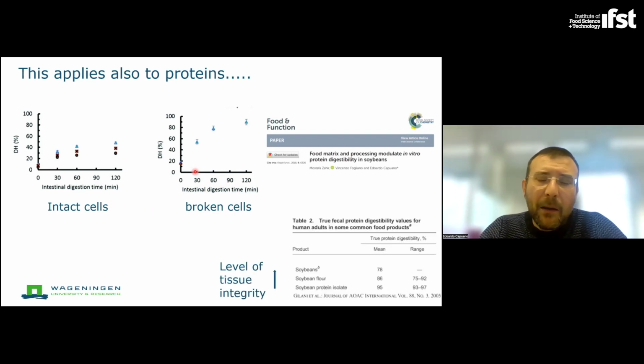And these in vitro data confirm data that have been present in the scientific literature for years. As you see in this table, you have here presented the true protein digestibility of three different forms of soybean matrix.